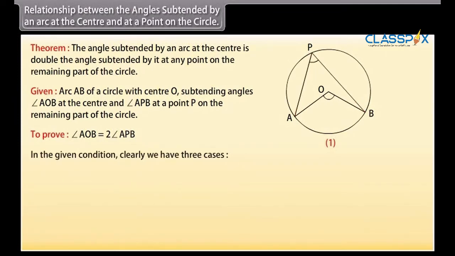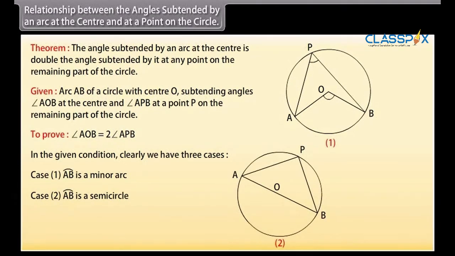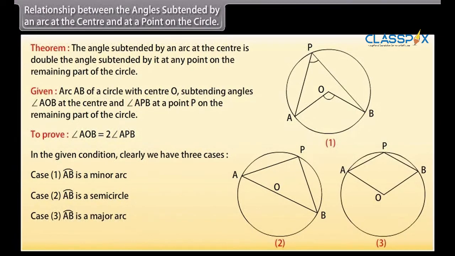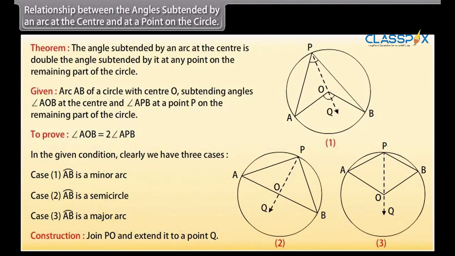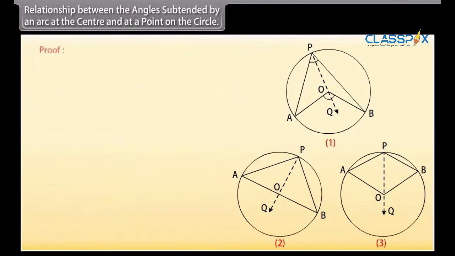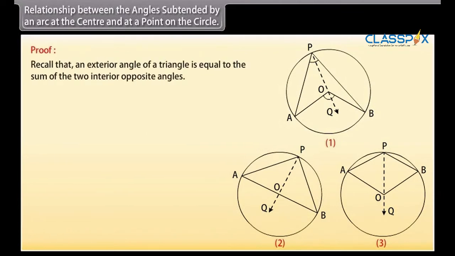In the given condition, clearly we have three cases. Case 1, AB is a minor arc. Case 2, AB is a semicircle. Case 3, AB is a major arc. Construction. Join PO and extend it to a point Q. Proof. Recall that an exterior angle of a triangle is equal to the sum of the two interior opposite angles. So we have angle QOB is equal to angle OPB plus angle PBO.